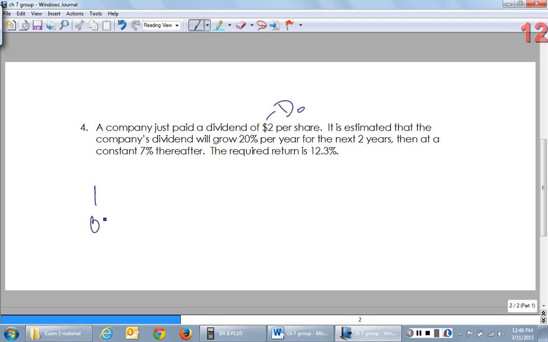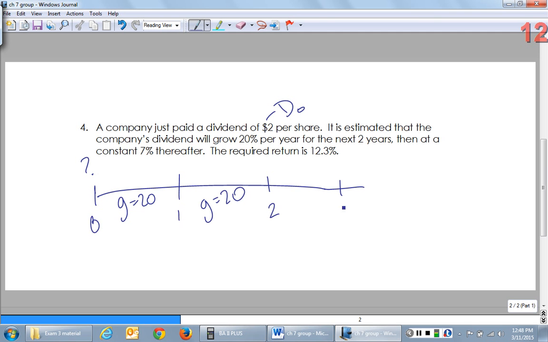Again, put this on a timeline, time period 0, and we want to know the value. From time 0 to time 1, the growth rate is 20%. From time 1 to time 2, the growth rate is 20%. And from time period 2 to time period 3, the growth rate becomes a constant 7%. So we only have to calculate dividend values to one period past where the growth rate becomes constant.